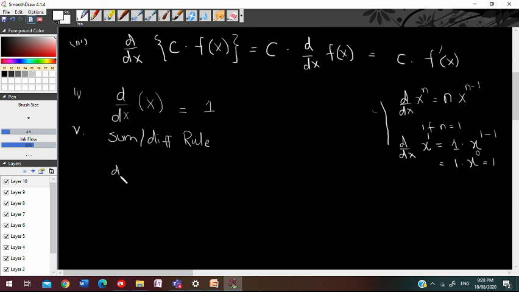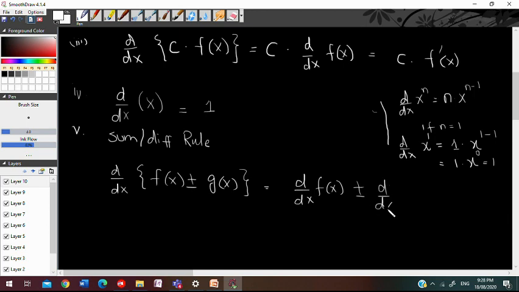So if we have, like this, d by dx of f of x plus minus g of x, then we can apply it separately. d by dx of f of x and then d by dx of g of x. We can operate them separately. We can apply differentiation separately on both functions.